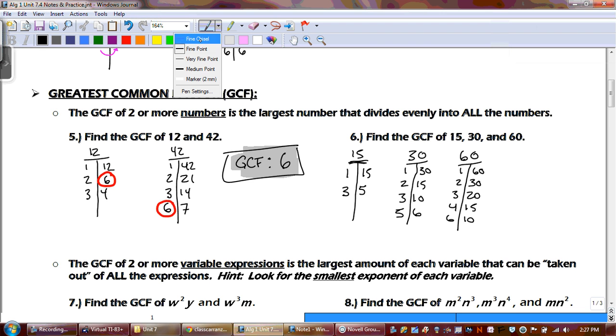Okay, so there's all of the numbers. Now I would always start with the biggest numbers to see if they're on all of your lists. 60? Nope. 30? No, 30's not on the last one. 20? Nope. 15? Yeah, 15. See, it's got to be on all 3 of them. Okay, so the GCF is 15.